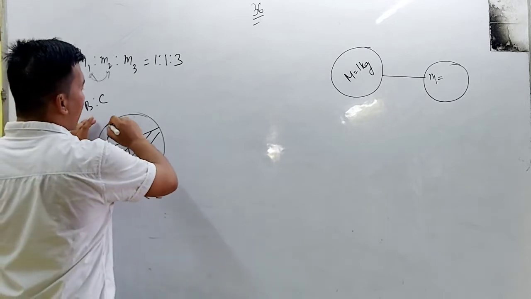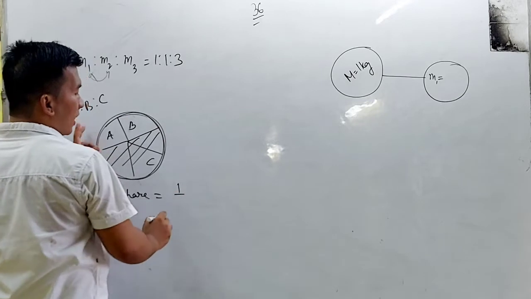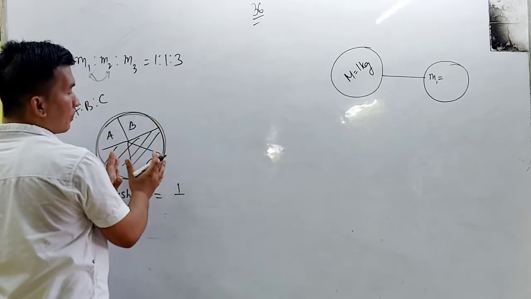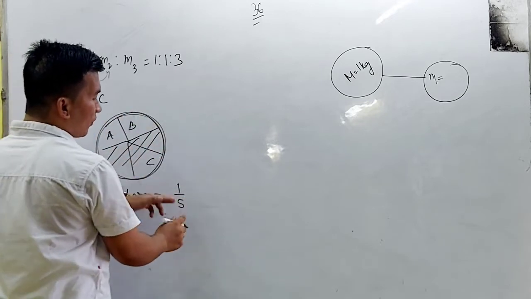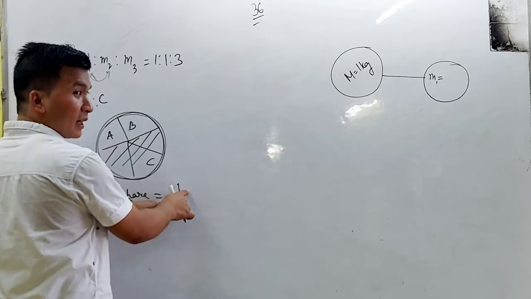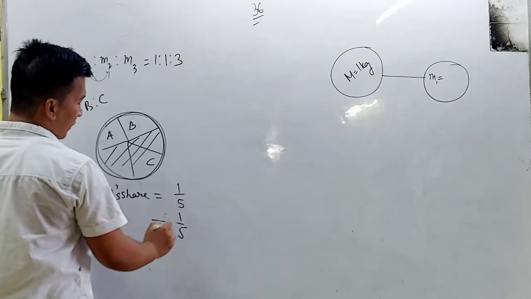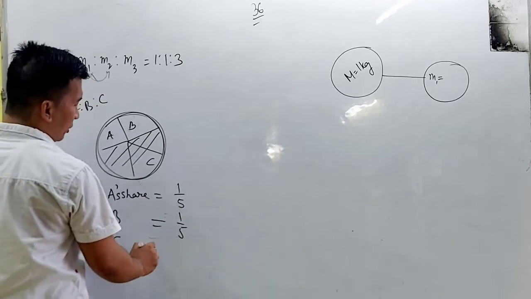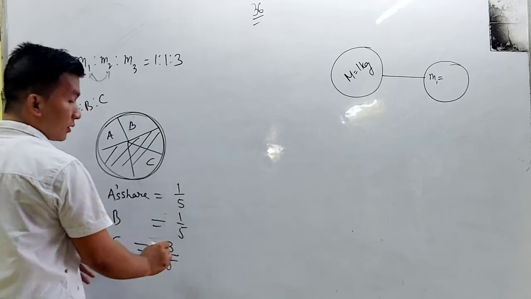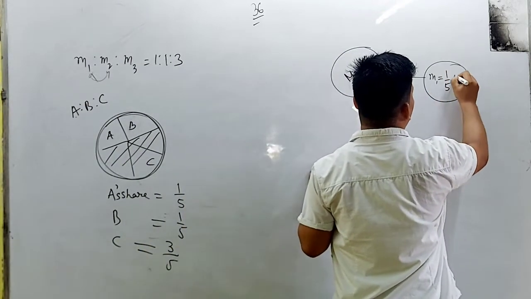Total mass: what is the cake? It is only one kg. Say it is divided into 5 pieces. Out of 5, A will be getting only one, B will also get 1 by 5, and C will get 3 by 5. Therefore M1 will be 1 by 5 kg.